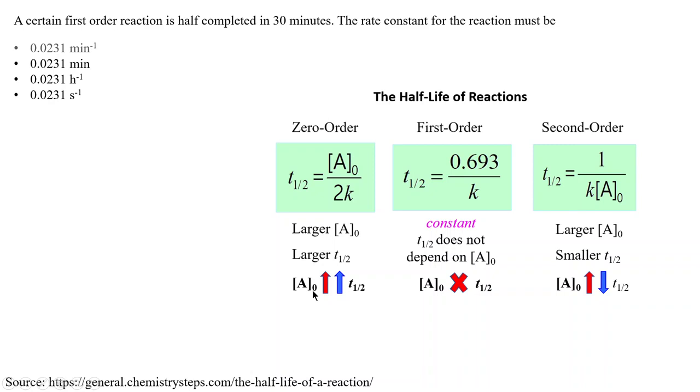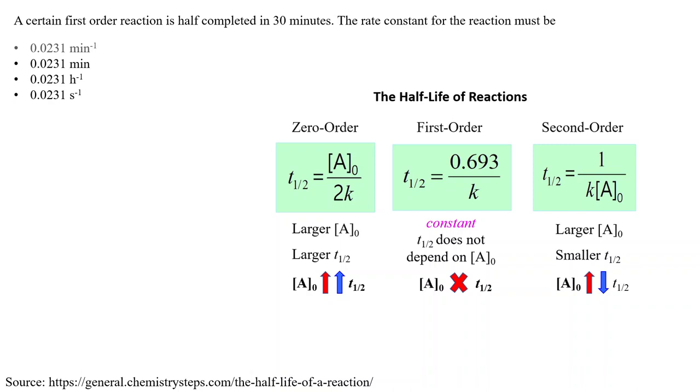Then we come to the first order reaction, where T half is equal to 0.693 by K, and it does not depend on the concentration term itself. It is only an inverse function of the rate constant. Here A naught is the reactant, and the naught represents the initial concentration. So T half does not depend on A naught. First order reaction half-life is not at all dependent on the concentration of the reactant.